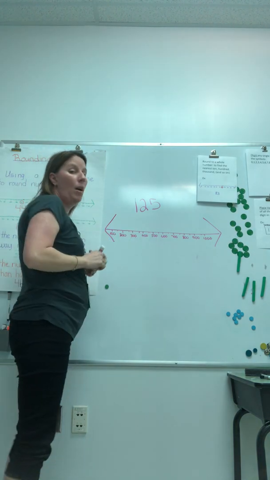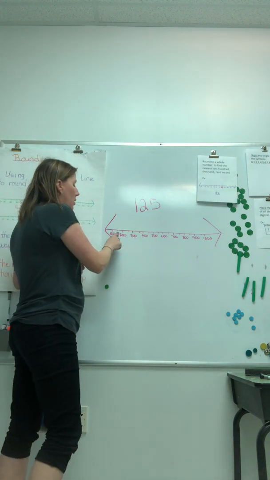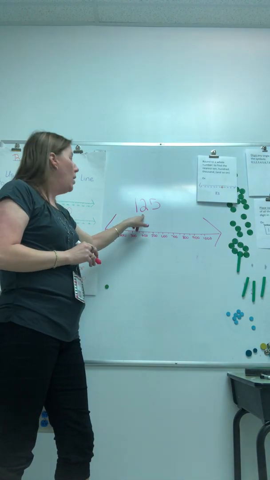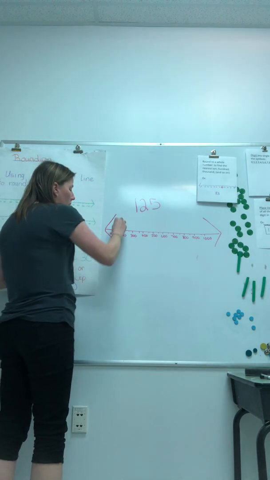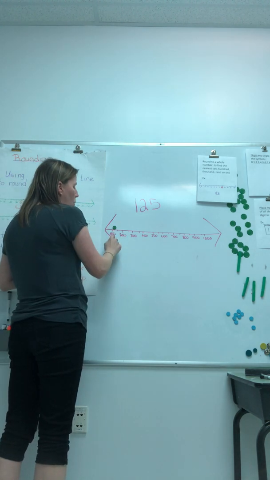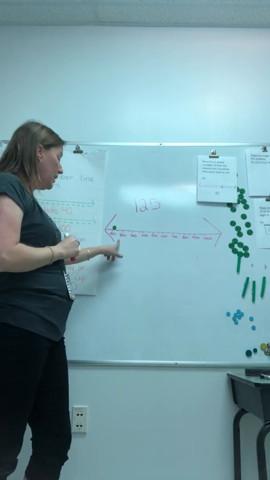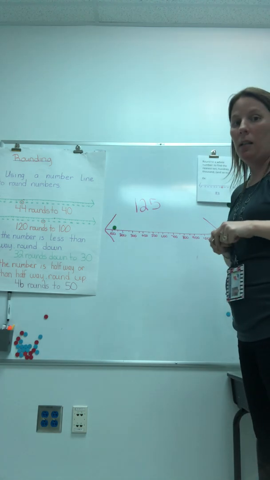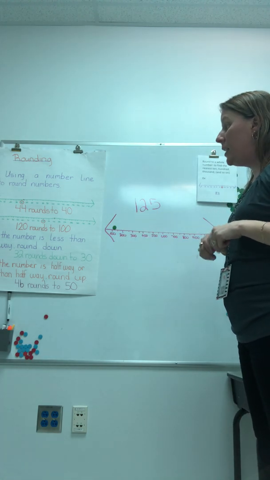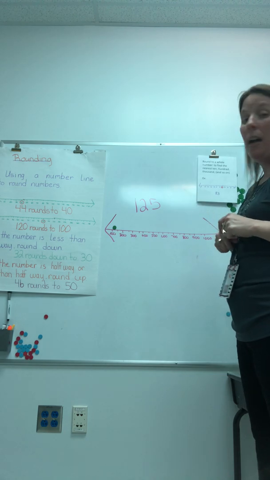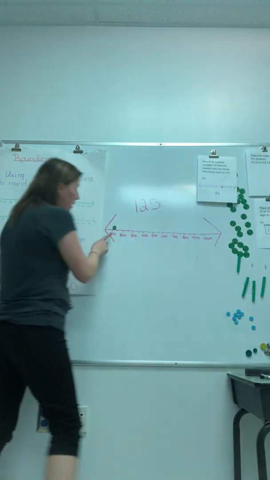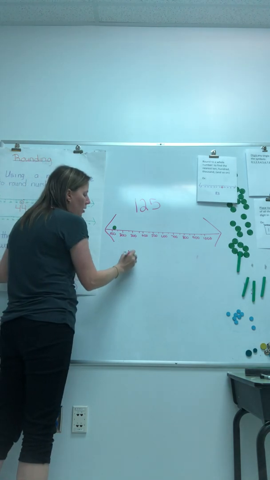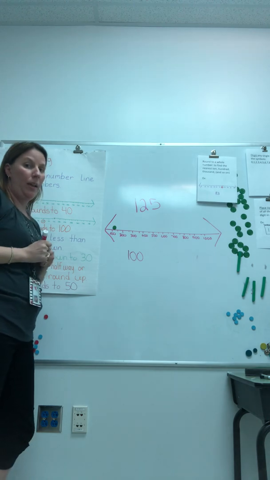Well, let's look at the number 125. The halfway mark is 150. We know that 125 is less than 150. So I'm going to put my mark a little less, maybe in between the 100 and 150, less than halfway. Okay, so if I forgot what my process is, I can go ahead and take a look at my chart here. It says if the number is less than halfway, we round down, and if the number is halfway or more, we round up. Well, you can see that this is going to be less than halfway, so 125 is going to round to 100.